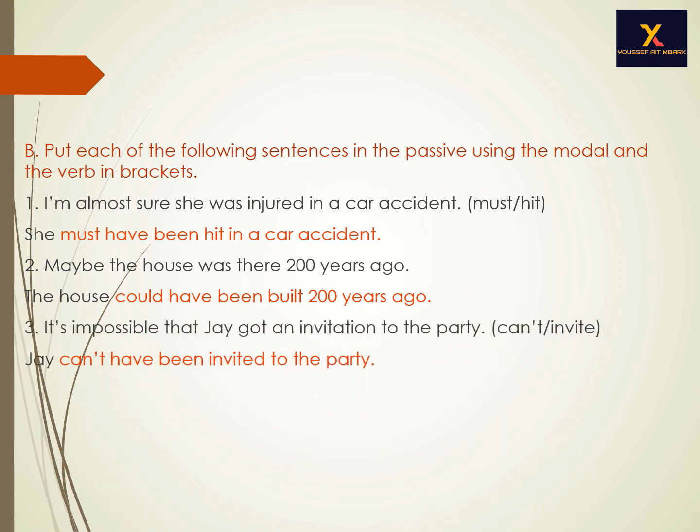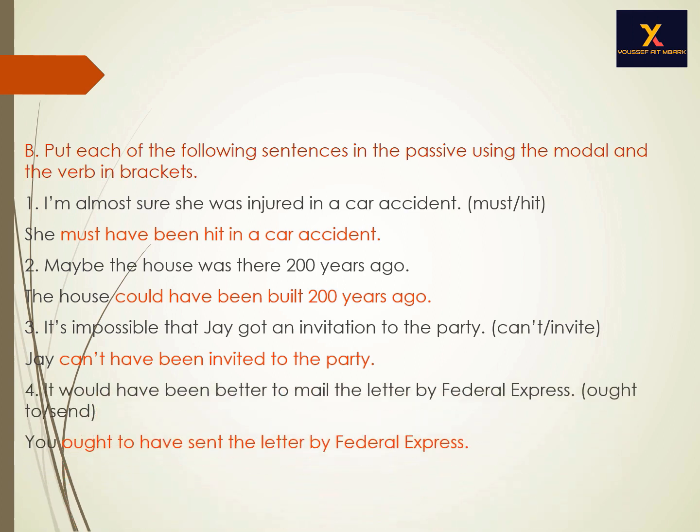Number 3. It's impossible that Jay got an invitation to the party. Jay can't have been invited to the party. We use can't plus have plus been plus past participle of invite. Number 4. It would have been better to mail the letter by Federal Express. You ought to have sent the letter by Federal Express. We used ought to plus have plus the past participle of send.